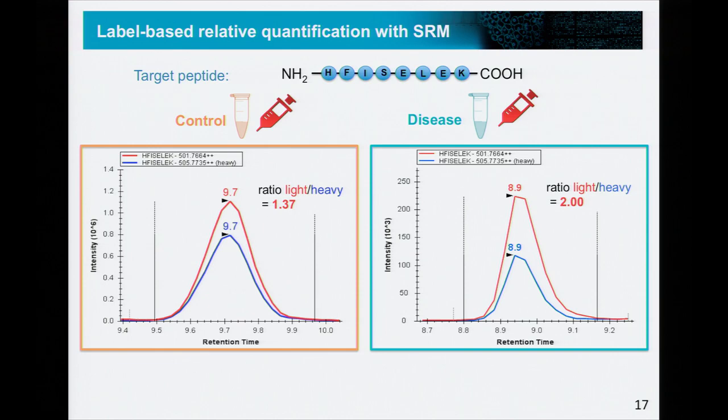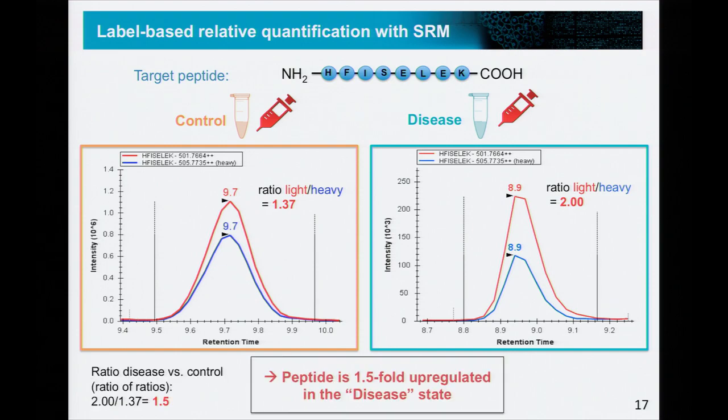To figure out the ratio between the 2 samples, all I need to do is take the ratio of the ratios. So 2 divided by 1.37, which tells me that my peptide is 1.5-fold upregulated in the disease. You can also see that the difference here is bigger than the difference here. This is how you would compute from these 2 ratios the final ratio between the 2 samples and get a label-based relative quantitative result, yeah?